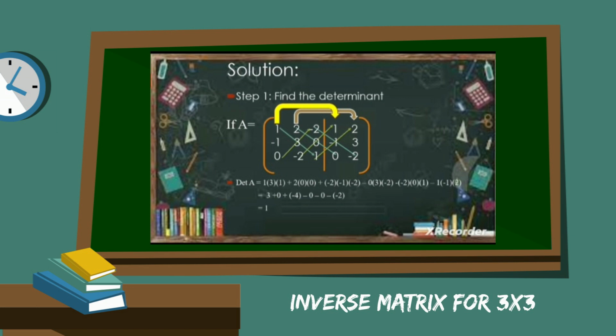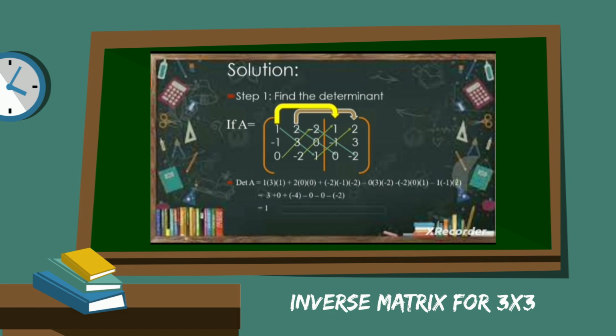Now, I'm about to create 3 arrows downwards, which are blue in color. The first arrow, 1 times 3 times 1 equals 3. The second arrow, 2 times 0 equals 0. The third arrow, negative 2 times negative 1 times negative 2 equals negative 4. Now, look at the green arrows. The first arrow, 0 times 3 times negative 2 equals 0. The second arrow, negative 2 times 0 times 1 equals 0. The third arrow, 1 times negative 1 times 2 equals negative 2.